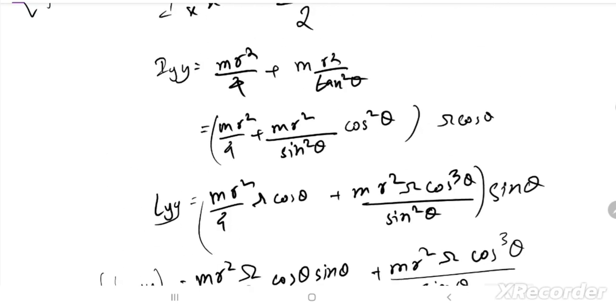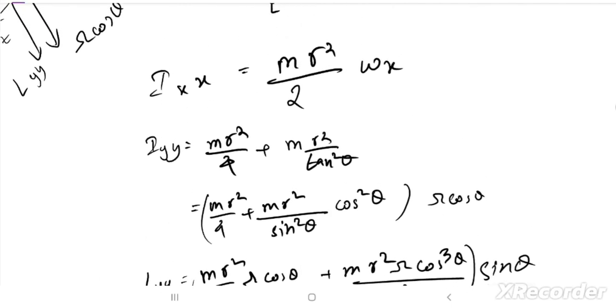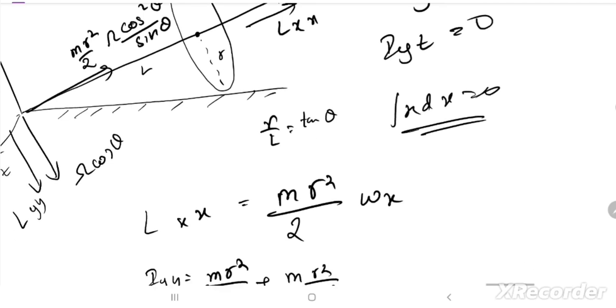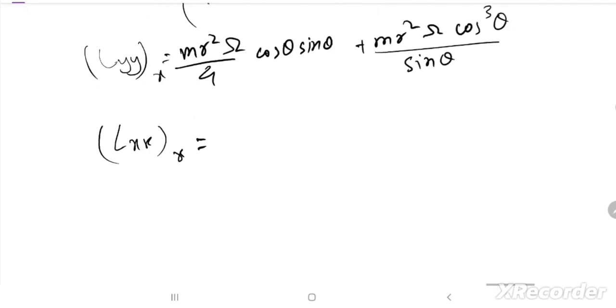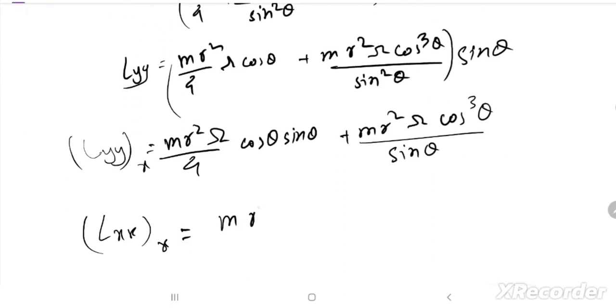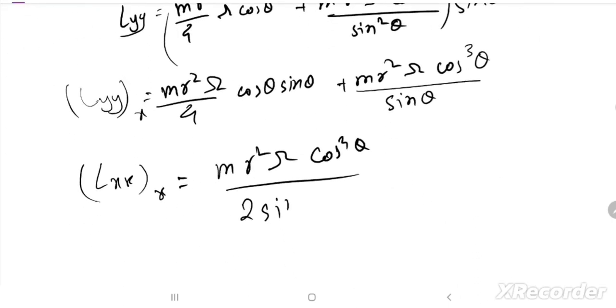Just multiply with a cos theta, and we already got Lxx and omega x. I say that omega cos square theta by sine theta. I already said that you have to multiply with the cos. Just multiply with the cos theta. You will get mr square omega cos cube theta by 2 sine theta. Okay, hope you get it.